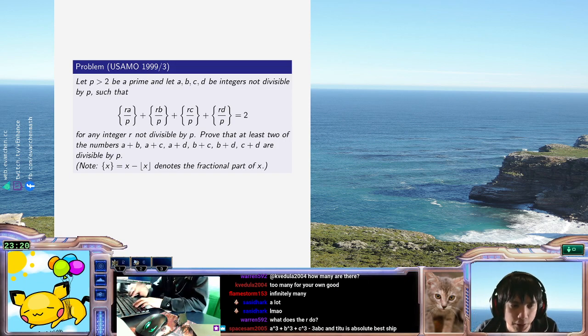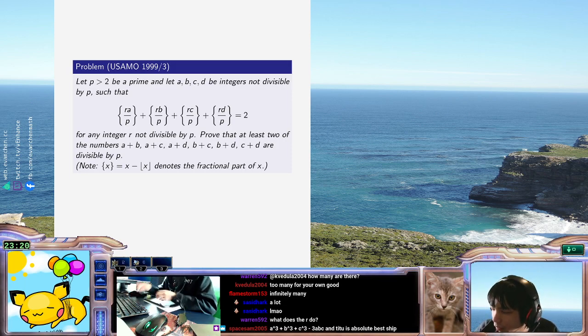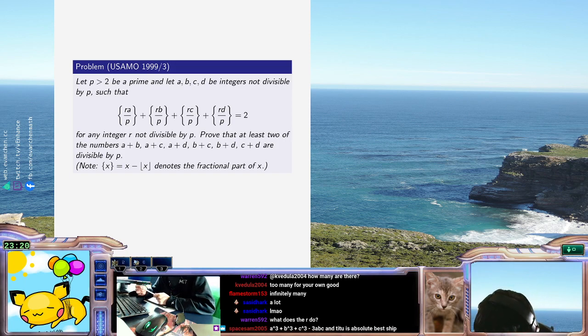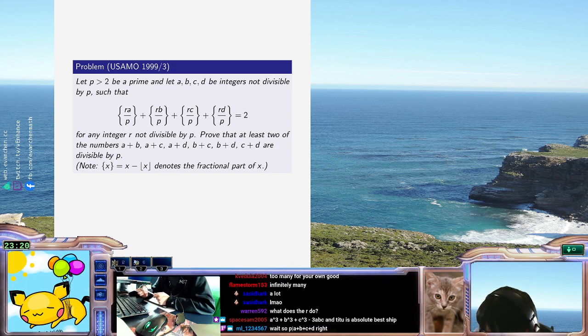If I pick random P... Oh, that doesn't help. I was going to say if we pick random P, the expected value is 2, but that's not going to help us here. So what's the shape? They want A plus B and A plus C to be negatives. Okay, that's fine.